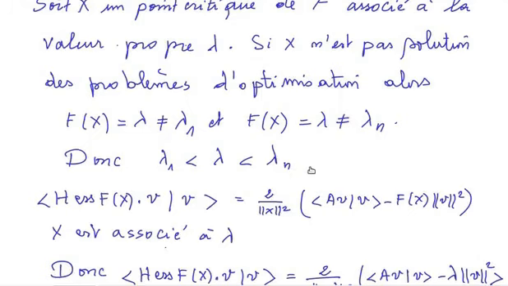Then obviously, when we calculate the expression of the Hessian in v, scalar v, we obtain 2 over the norm of x squared, Av scalar v minus f of x norm of v squared. To show that at a point x, which is not an extremum, f presents a saddle point, it is necessary to show that its sign changes.